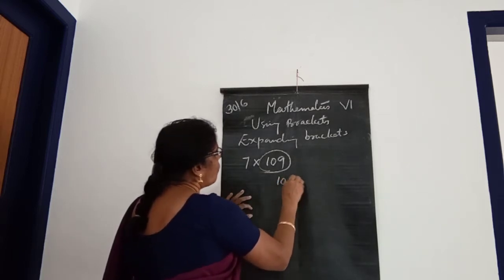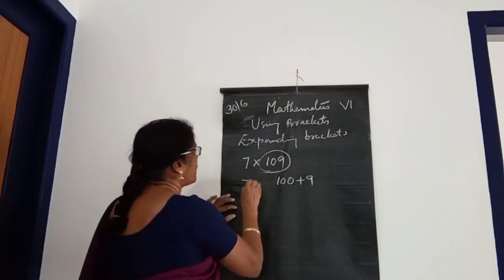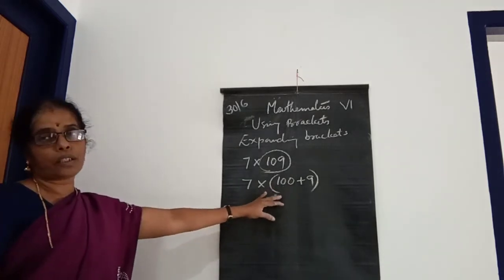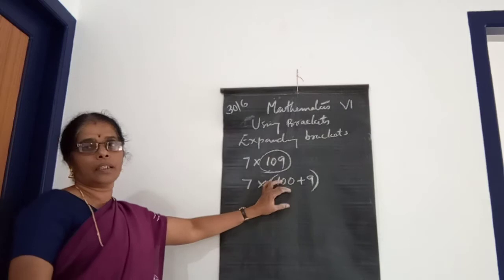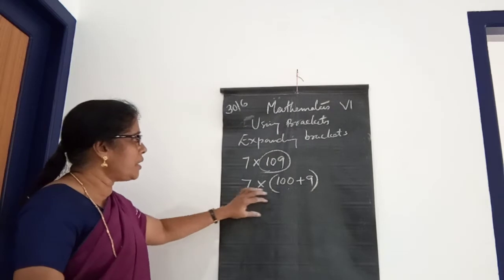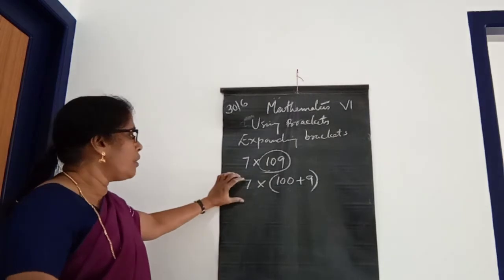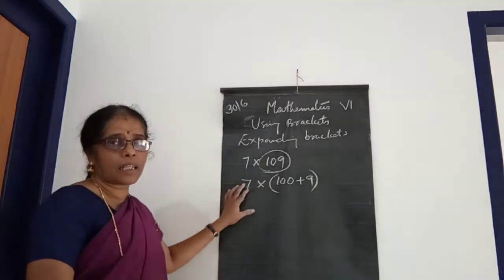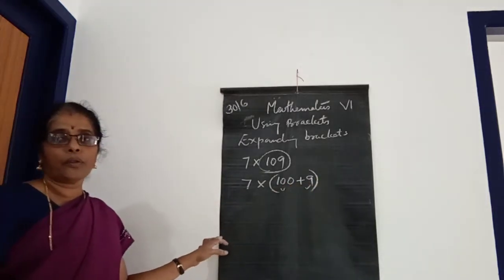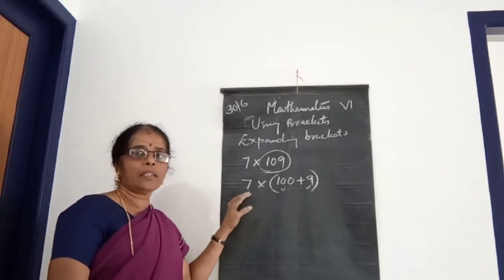109 is equal to 100 plus 9, and here we have 7. 7 into (100 plus 9), we can put in a bracket. We can use a bracket for expanding the number. When writing 7 into 109 like this, you have to multiply this 7 with these two numbers in the bracket. The numbers in the bracket also have to be multiplied by the outside digit.